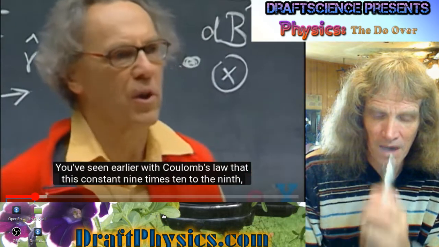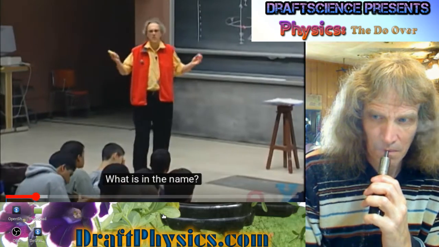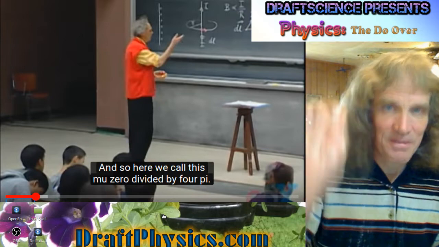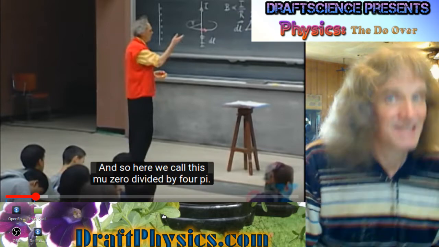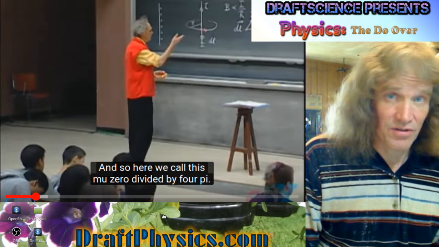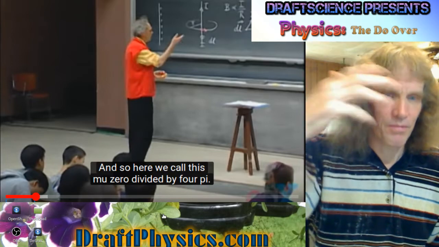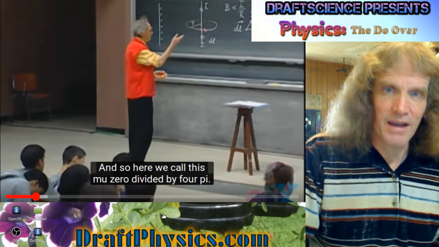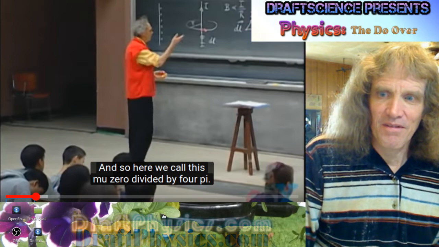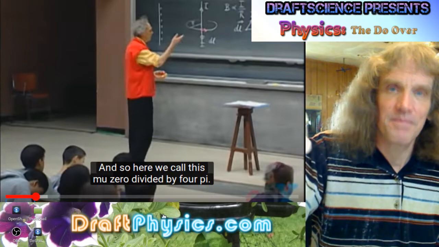The permeability of free space. You've seen earlier with Coulomb's law that this constant 9 times 10 to the 9th, we call that 1 over 4 pi epsilon 0. What is in the name? And so no, it's not just a name. I mean, it's taking something in its simplest form and somehow dressing it up as something else in a costume. And you're saying, why is it in the costume? And the obvious argument would be, why are people going to the bank wearing hoods over their face? Ski masks and hoodies. You have to ask the question, why are they doing that? Well, they're not doing that for some good purpose. They're doing that for some trick purpose.